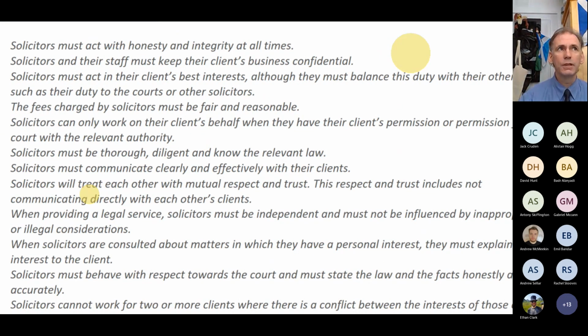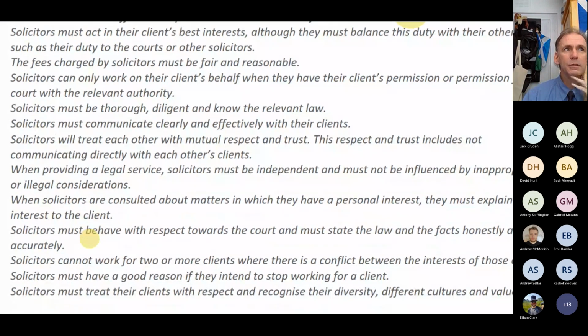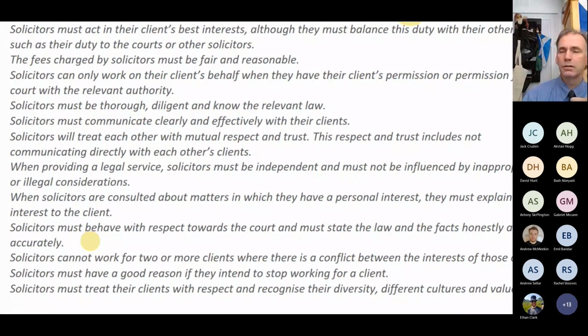Keep things confidential. You act in the client's best interest, not your own. Fees will be fair and reasonable. You can only work with a client's permission. All of that kind of stuff is very clear and laid out in terms that are unequivocal. And the sorts of things that you see in there are fairly standard for anyone in any type of organisation.